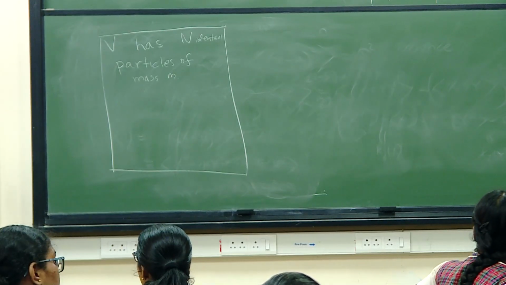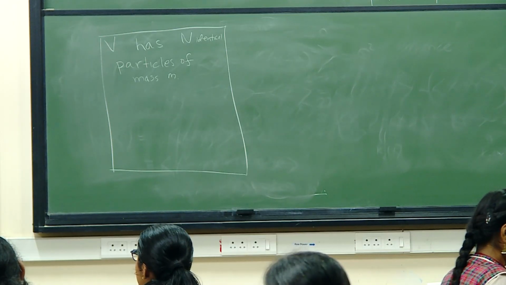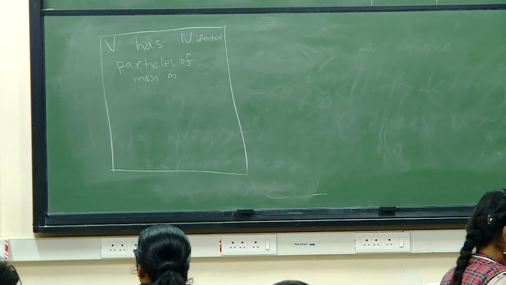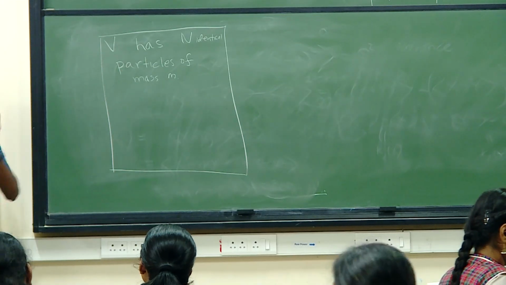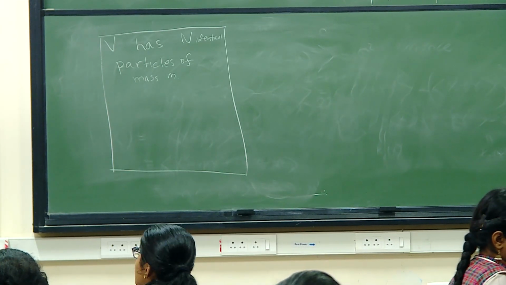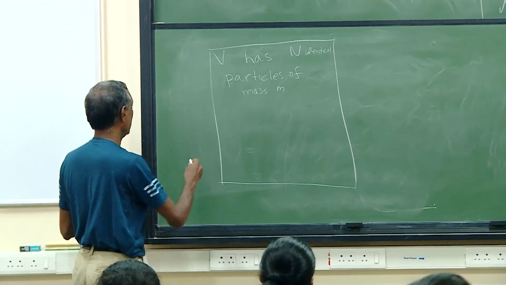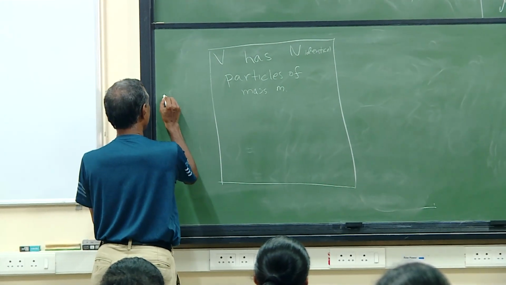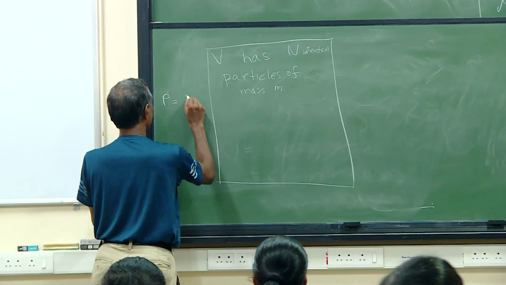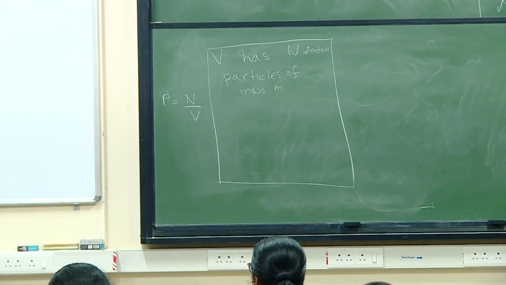So if you want a picture, think of it as a gas of hydrogen, nitrogen, whatever your favorite gas. Monatomic, diatomic, triatomic, whatever. It's not important for me. It's just that they're all identical. It's not a mixture. It could be a mixture, but I'm not. So we can associate a number density. Let rho be the average number density of the particles.